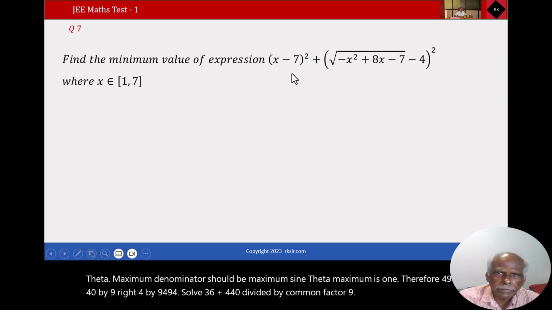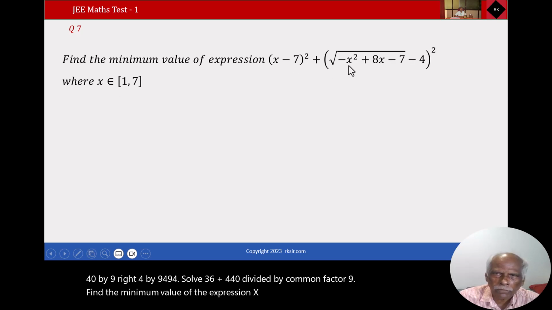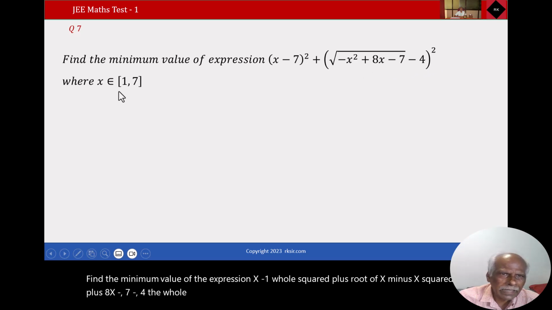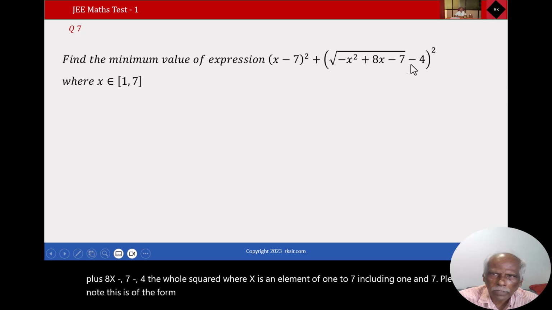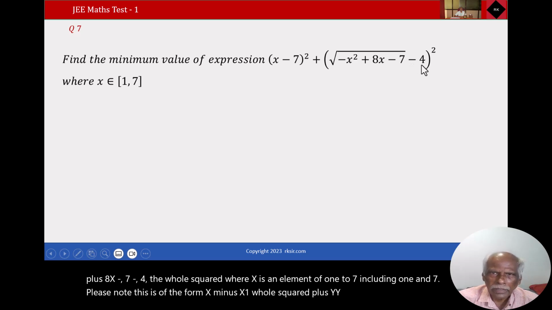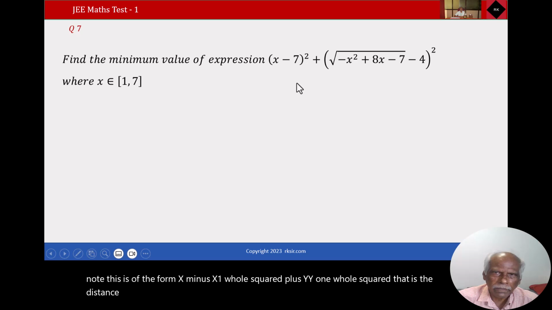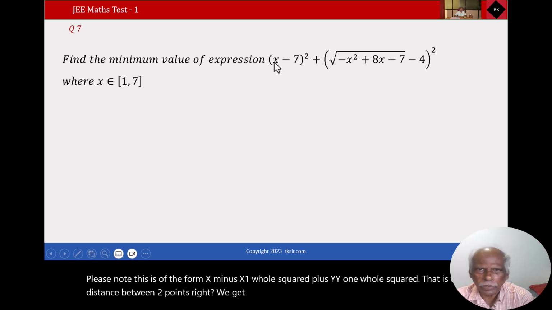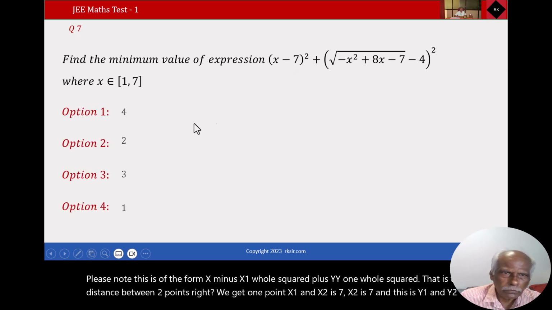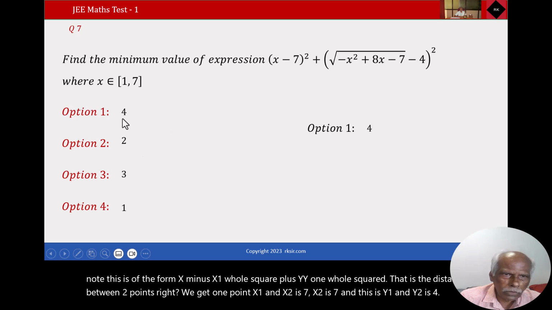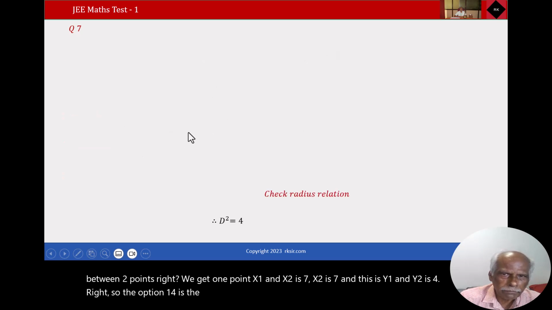Find the minimum value of the expression (x minus 7) whole squared plus (root of (8x minus x squared minus 7) minus 4) whole squared, where x is an element of [1, 7], including 1 and 7. Please note, this is of the form (x minus x1) whole squared plus (y minus y1) whole squared. That is the distance between 2 points, right? We get 1 point with x2 as 7 and y2 as 4. So option 1, 4 is the correct answer. We will see how to do it.